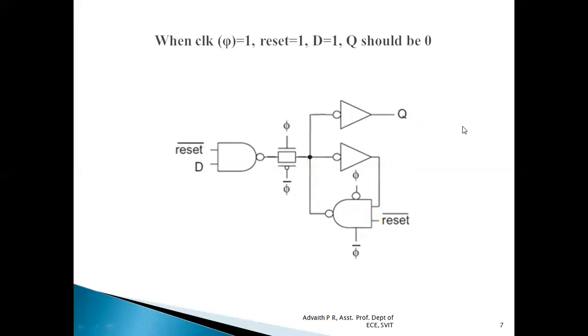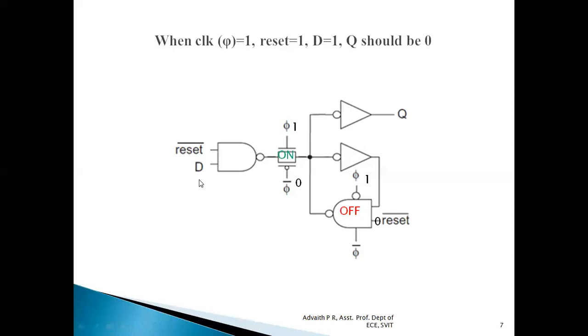Similarly, let us see the last case. When clock is high, reset is high, D input is also high. Because reset is 1, Q becomes equal to 0. So when clock is high, clock bar should definitely be equal to 0. So when clock is high and clock bar is 0, this transmission gate is on, whereas this NAND, which is present in the feedback section, is off.